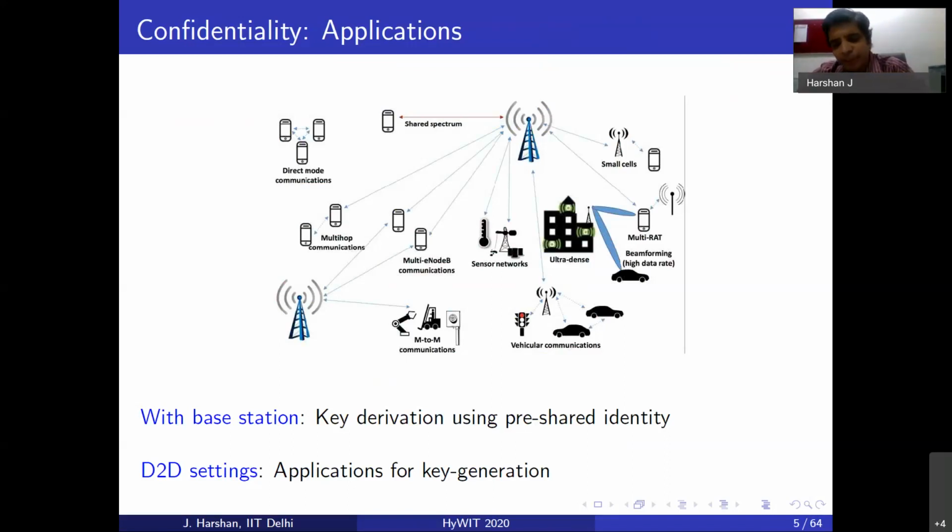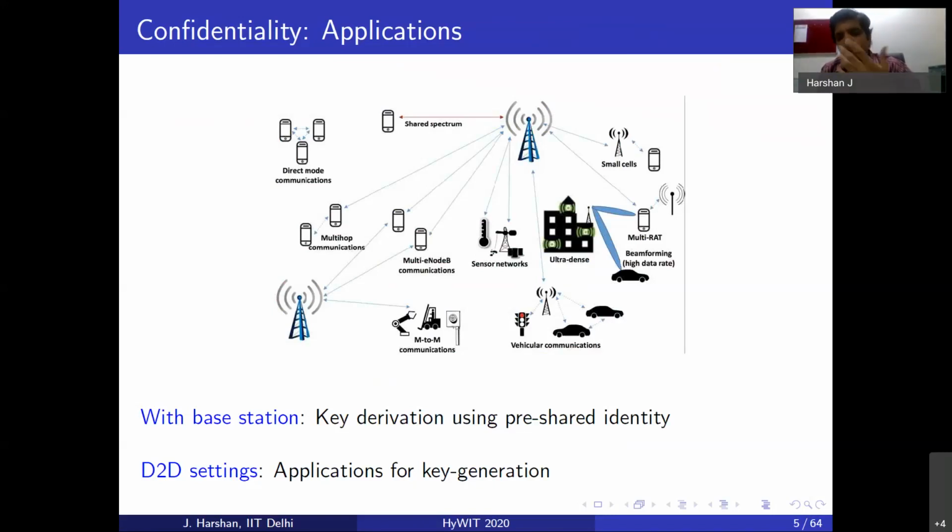Whereas there are other applications, for example, device-to-device communication, wherein the communicating parties need not have access to any pre-shared identities, in which case they would need to execute another round of algorithm to exchange the keys between them. Once they generate a key between them, they can subsequently use it to apply crypto primitives and hence provide the confidentiality feature.